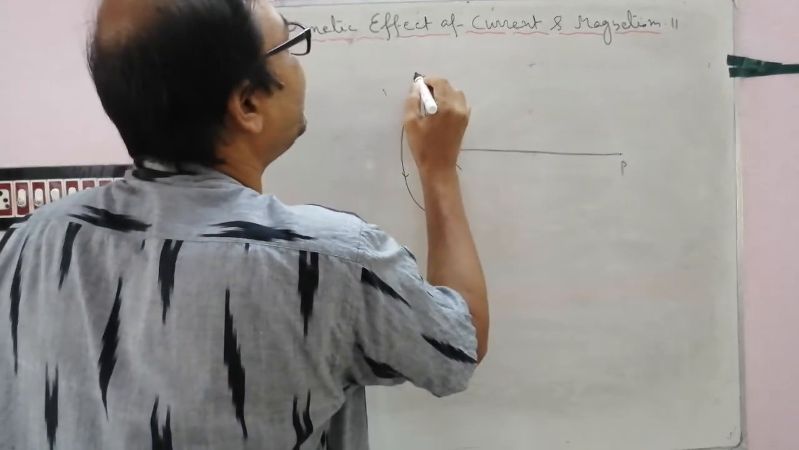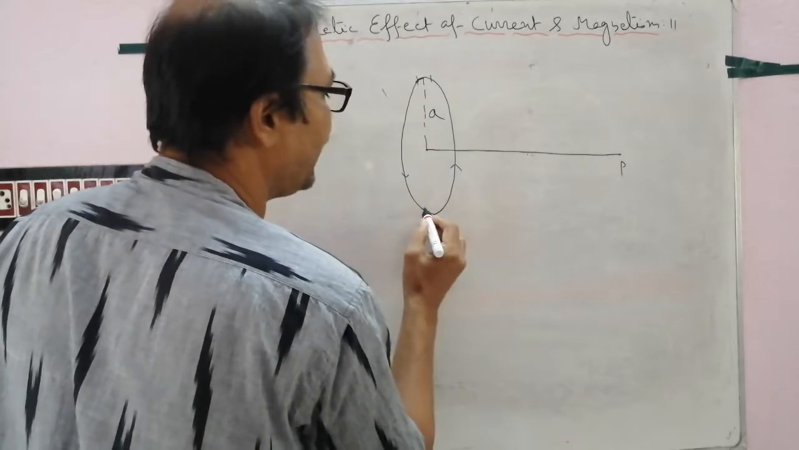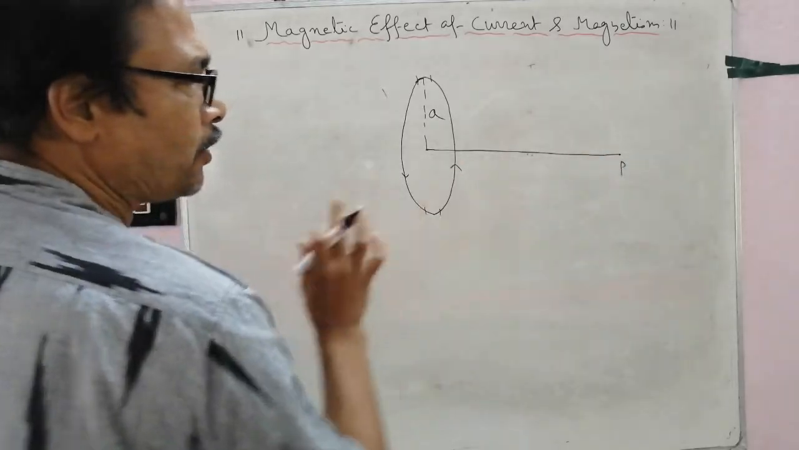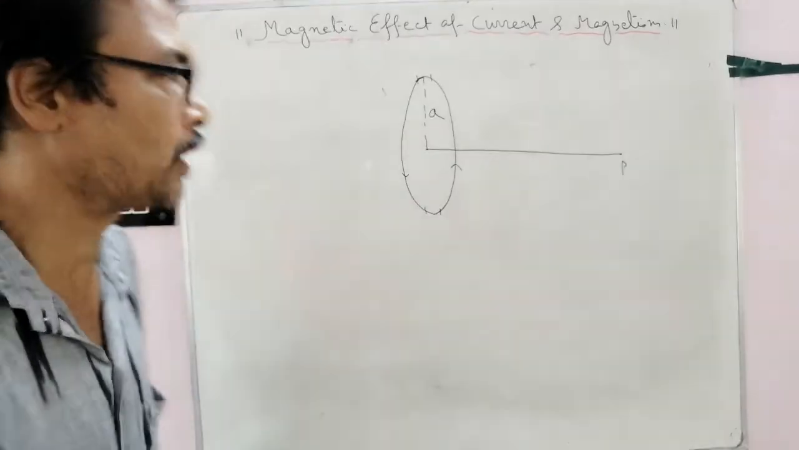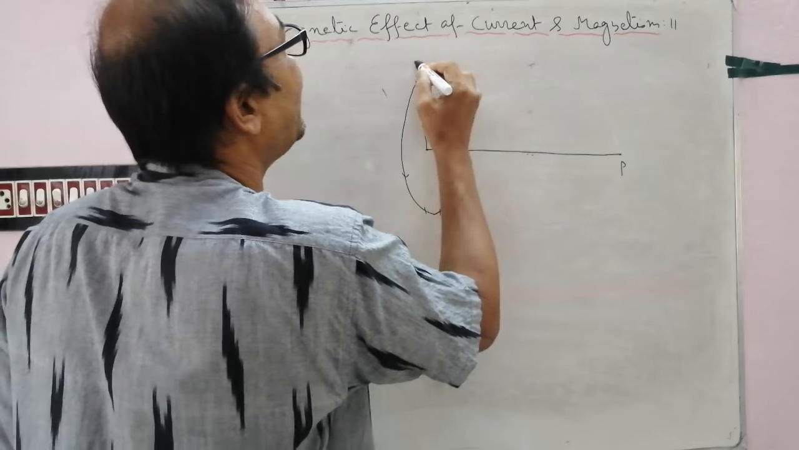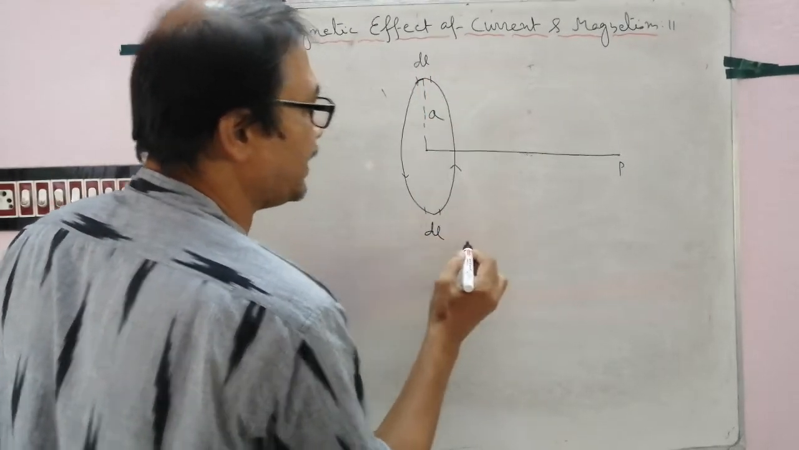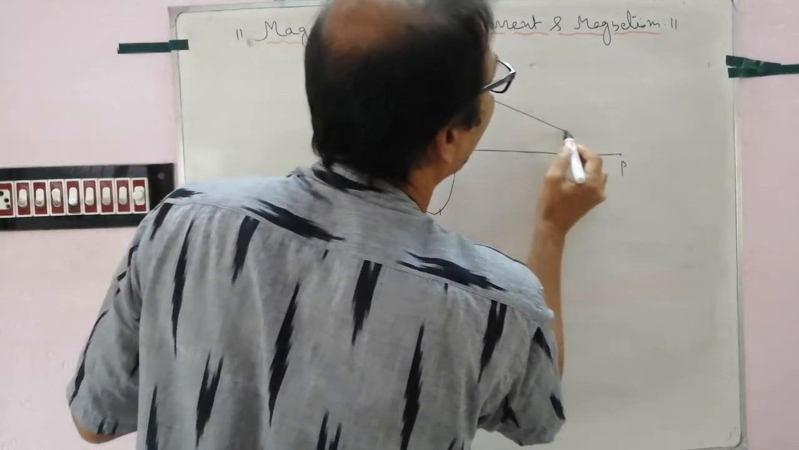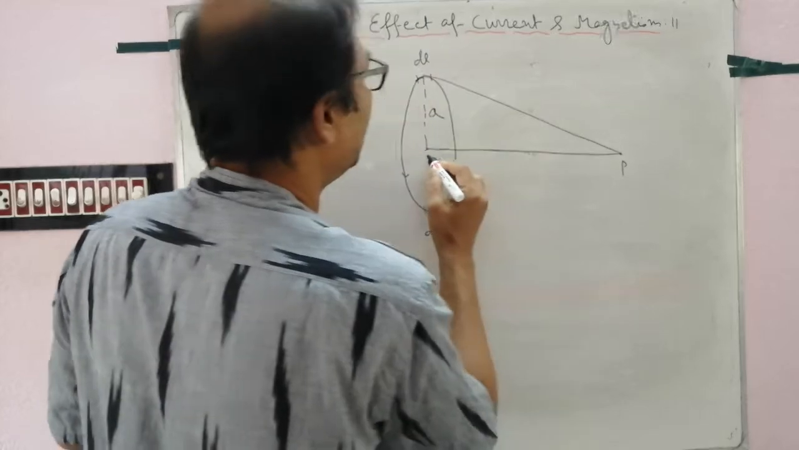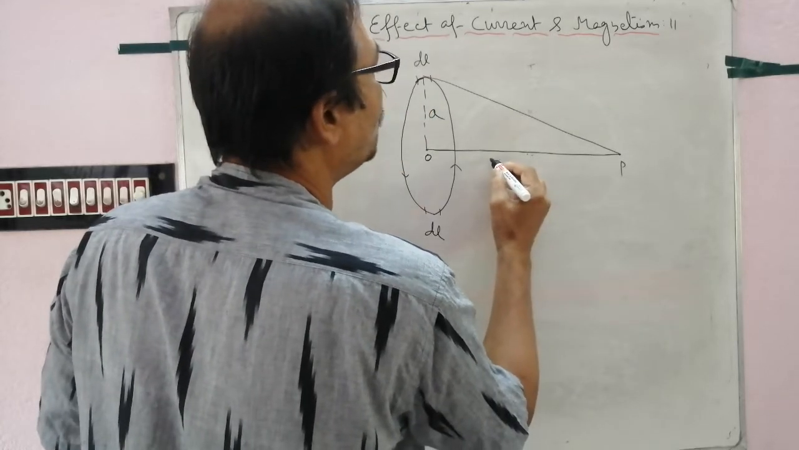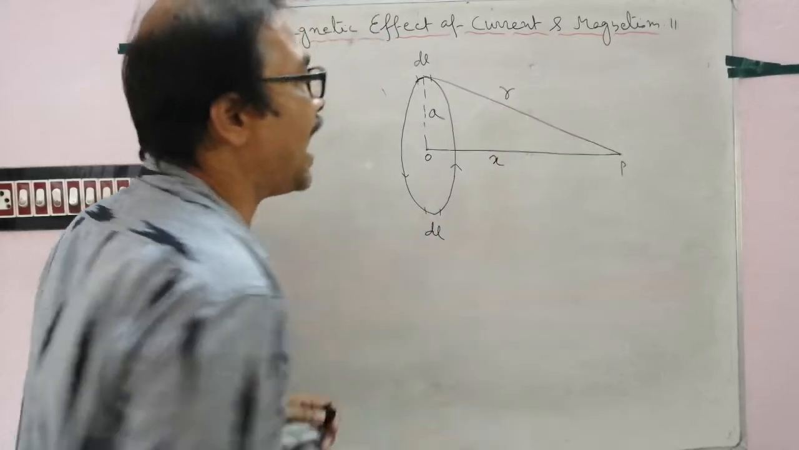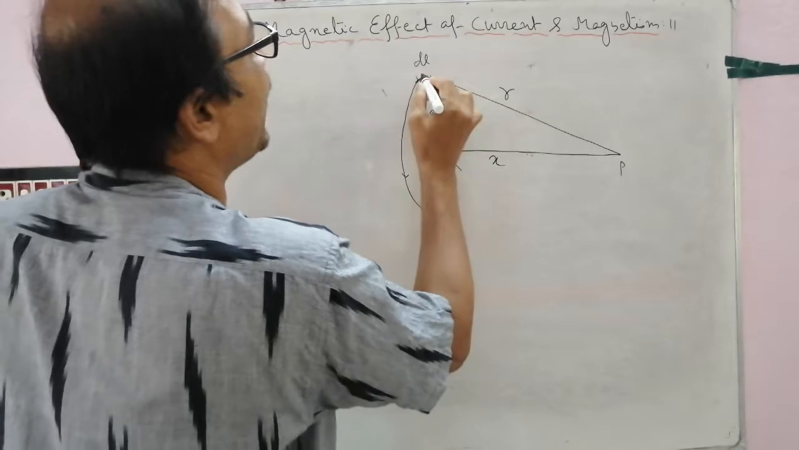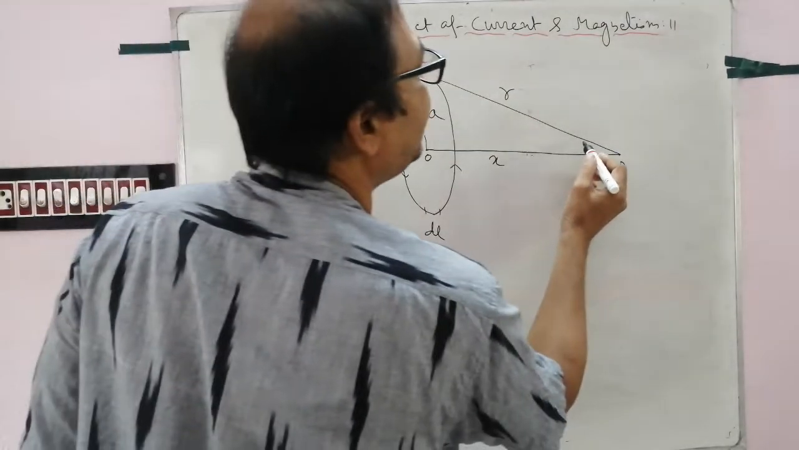So consider here a small portion dl and here a small portion dl. Magnetic field at any point on the axis due to a circular loop. This portion dl and this small portion dl, by applying the Biot-Savart law. Here the distance OP equals x and this portion is r. This is AB. At the top, dl is a small portion, and this angle is theta.